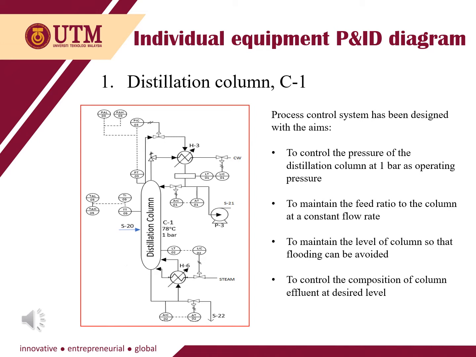So, the process control system has been designed with the aim to control the pressure of the distillation column at 1 bar, to maintain the feed ratio to the column, to maintain the level of column so that flooding can be avoided, and lastly to control the composition of column effluent at desired level.